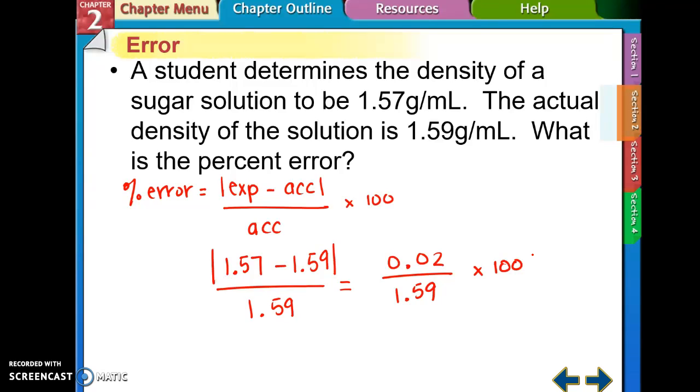So 0.02 divided by 1.59 times 100 is going to give me a 1.26% error. That's a really good percent error. That would mean your grade would be a 98.74%, which is a pretty good percent correct. When your percent error is that low, that's a very good thing.